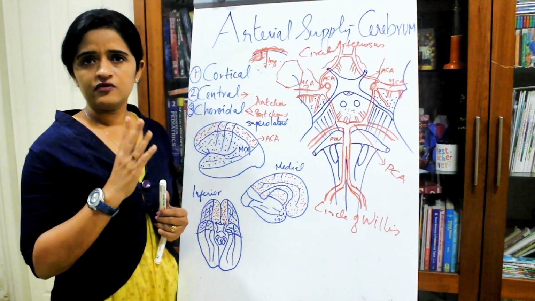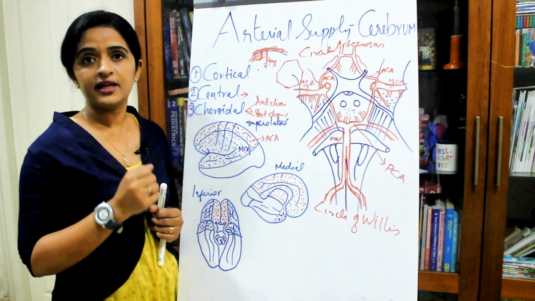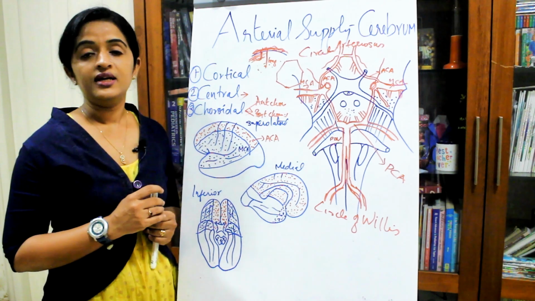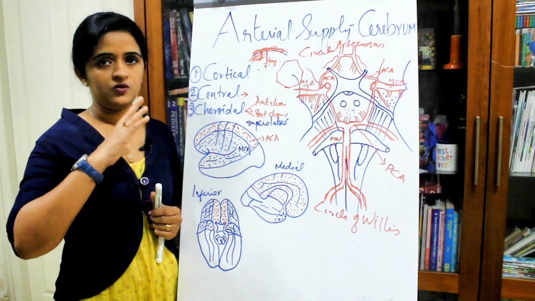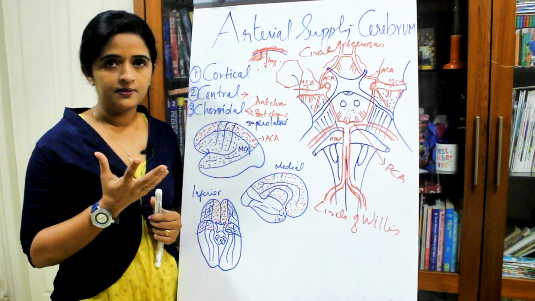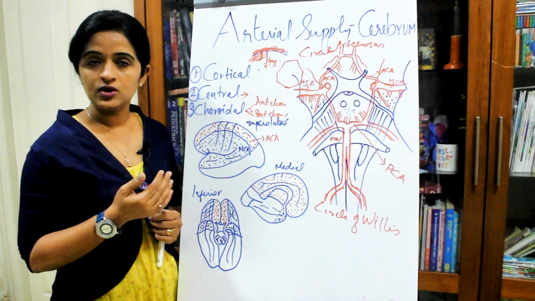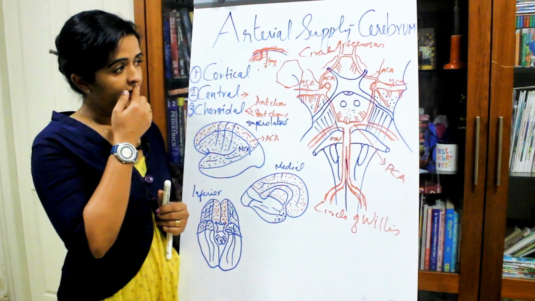When we discuss that it is forming a six-sided polygon, first we should know in which plane the circle of Willis is lying. Whenever we discuss the cerebral blood vessels, they are lying in the subarachnoid space. Subarachnoid space means we know that the brain is covered by meninges. The three layers of meninges are the outermost dura mater, then the pia mater, and the innermost arachnoid mater.